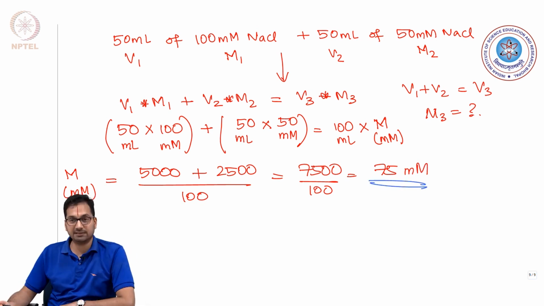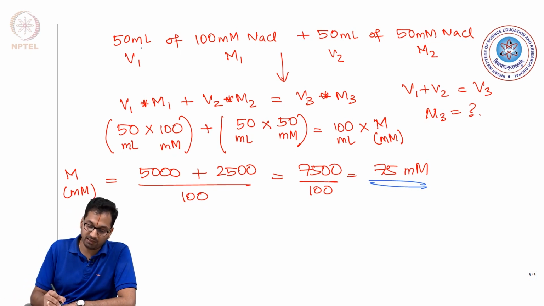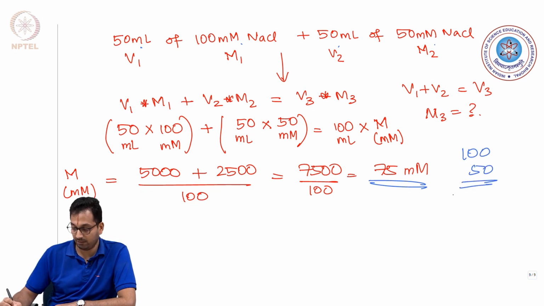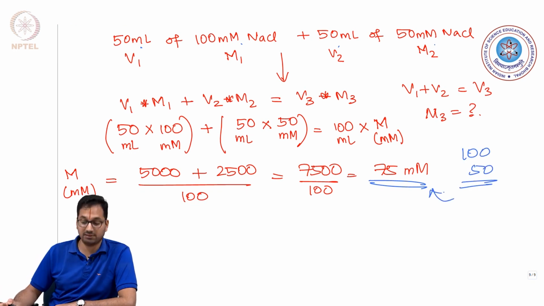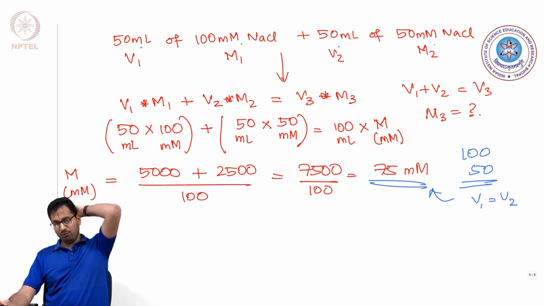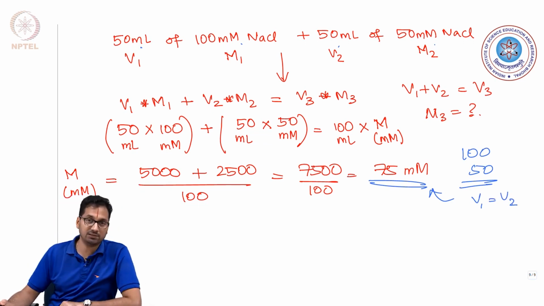So what you are able to realize here is that when you take equal volumes of one concentrated and one less concentrated solution and mix them together, you are going to average 50 and 100 to get 75. Of course, this is only under the assumption that V1 is equal to V2. Let's quickly do another example when V1 is not equal to V2.